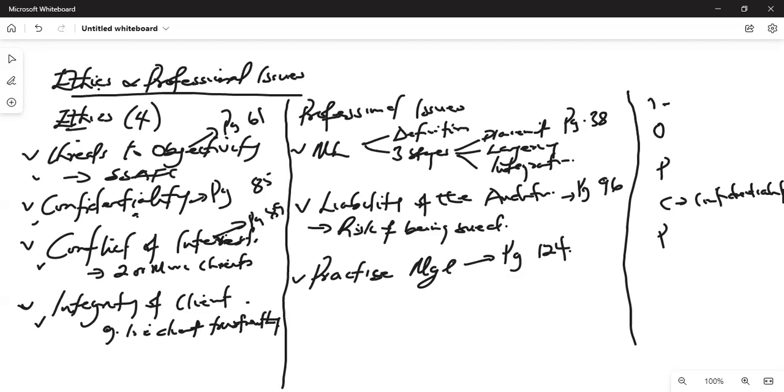Conflict of interest is purely common sense. You have two people you are working for. You have to check how you do it. I'll come back and give you one or two tips on it.